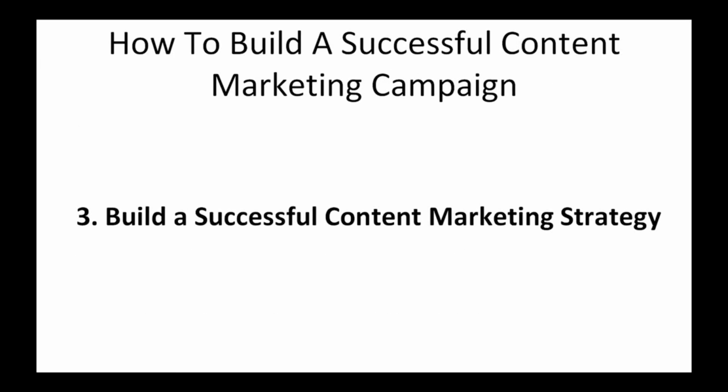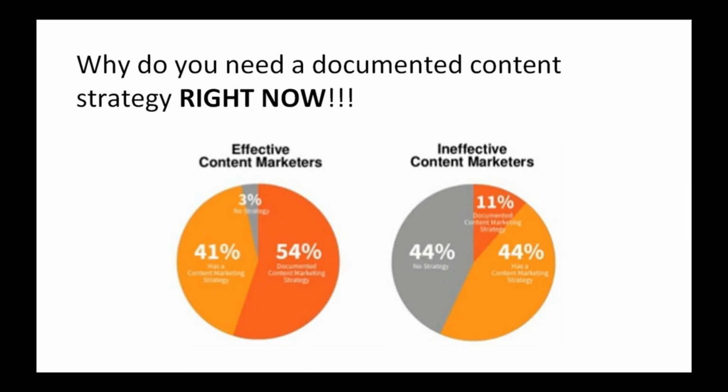Finally, the third way to build a successful content marketing campaign is to build a successful content strategy. Now that you have great quality content with fantastic relationships with your prospects, without an effective documented marketing strategy, do you think you can make the maximum profit possible? 97% of effective content marketers have a strategy. So if you don't have one, I truly encourage you to have one now.